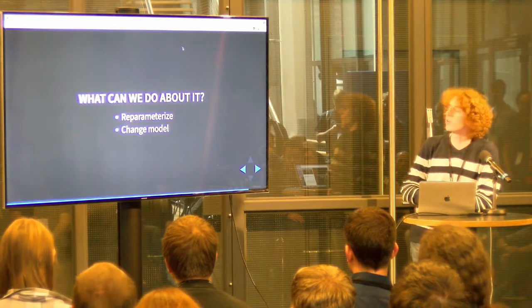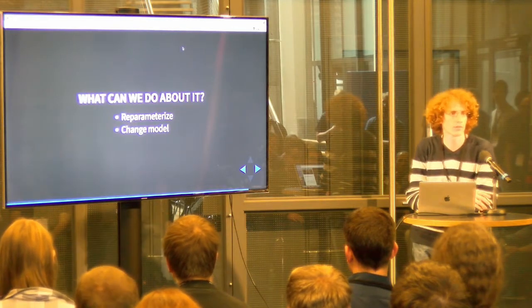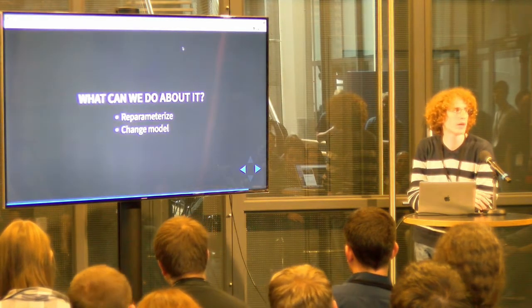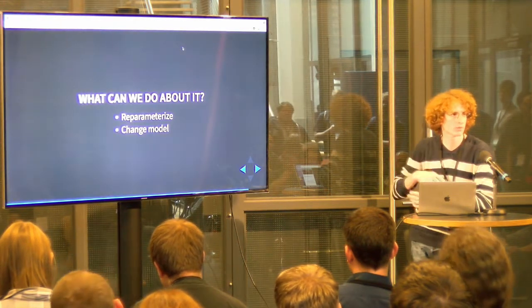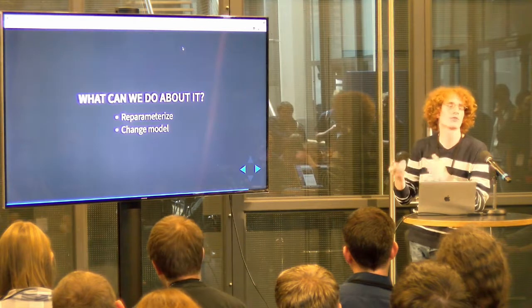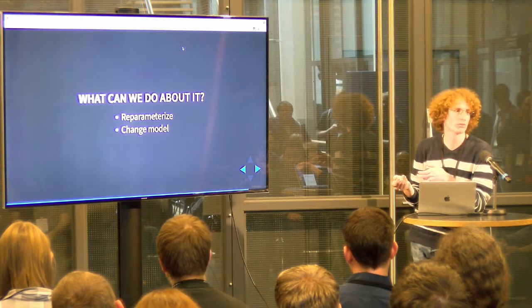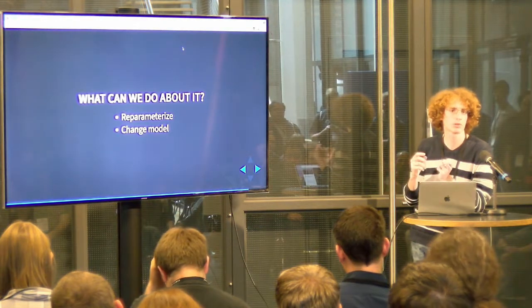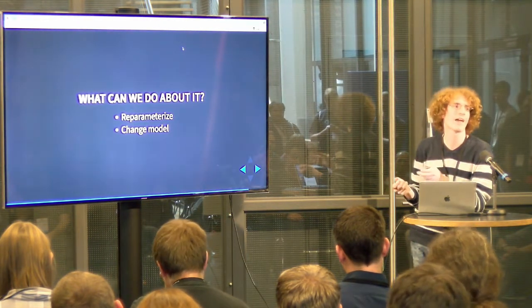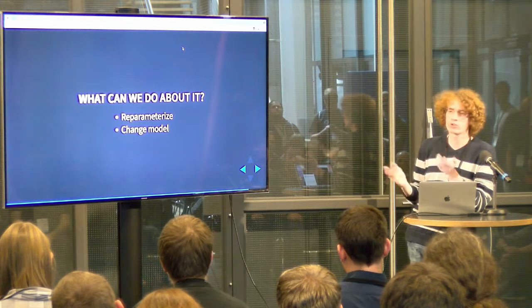So if we get cases where the sampler can't deal with it well, then we can try to reparameterize. That's what I just did. You just find a different way of saying the exact same model. So the data generation process stays exactly the same, but what your parameters actually mean changes a bit. Or you could change the model in some way.